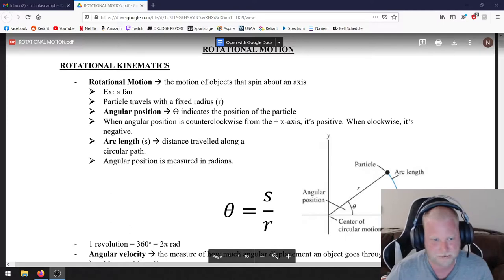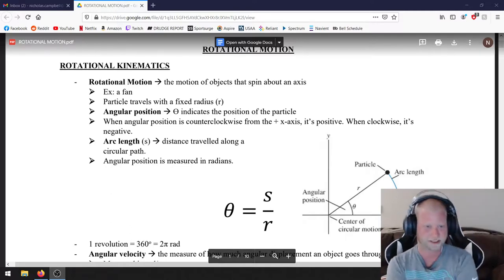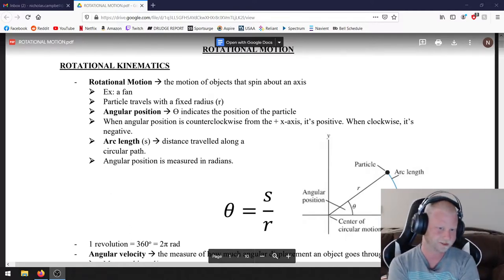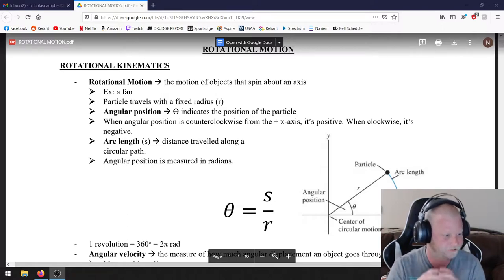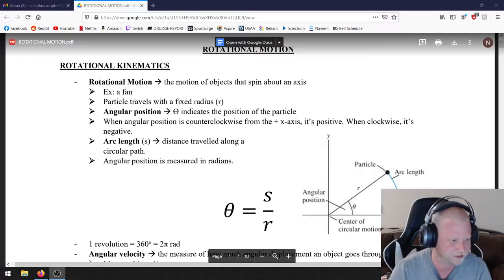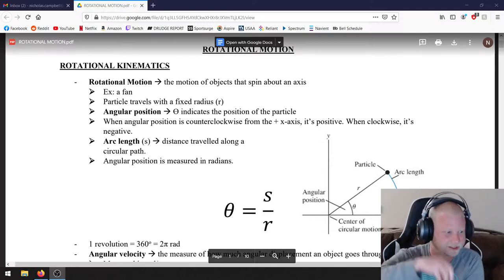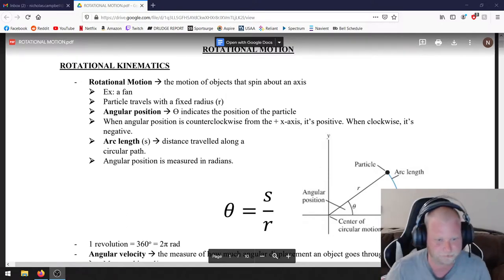Now, anytime we're talking about rotational motion, what we're talking about is objects in motion that spin about some sort of fixed axis. So a good example would be a fan or a merry-go-round or a wheel. So anything that is spinning around some center of rotation.